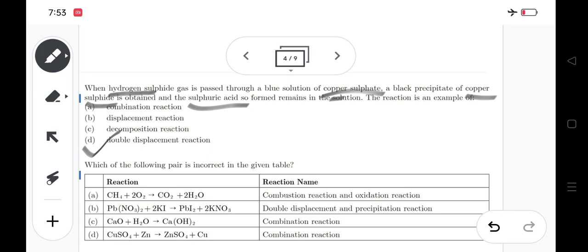Second one is lead nitrate and potassium iodide gives lead iodide and potassium nitrate, and the reaction name given is double displacement and precipitation reaction. That is also correct. Then CaO plus H2O gives Ca(OH)2, which is given as a combination reaction. Of course, that is also correct. Then CuSO4 plus zinc gives zinc sulfate plus copper. That is not correct, because that is actually a displacement reaction. So option D is the answer. I hope that is clear to you. Next.